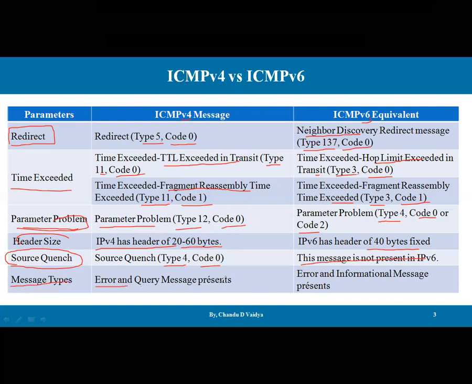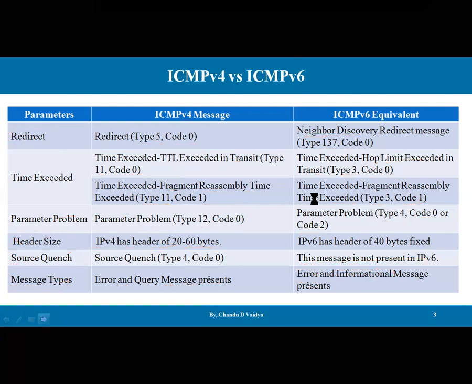Error and query messages are available in ICMP version 4, whereas error and informational messages are present in ICMP version 6. Error means reporting what kind of error has occurred: destination unreachable, redirection, time exceeded, any kind of error. Information messages are for diagnosis purposes. So these are the differences between ICMP version 4 and ICMP version 6.